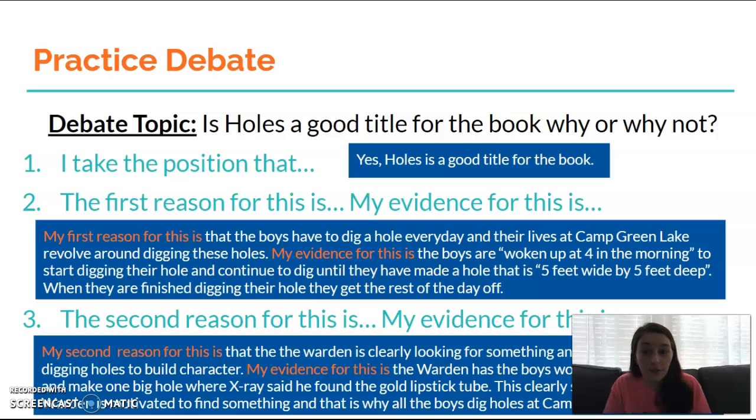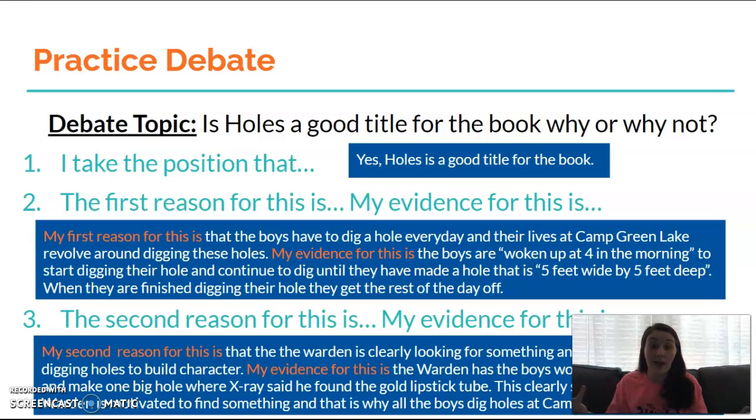My second reason for this is that the warden is clearly looking for something, and the boys are not just digging holes to build character. My evidence for this is the warden has the boys work together for a week to make one big hole where X-Ray said he found the gold lipstick tube. This clearly shows me that the warden is motivated to find something, and that is why the boys are digging holes at Camp Green Lake.